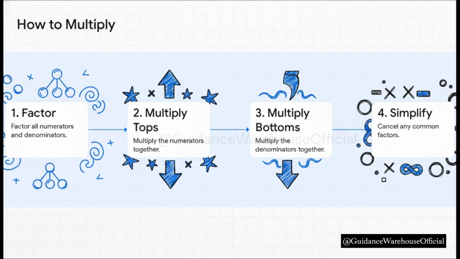Step 1, and this is going to sound familiar, you factor everything you possibly can. Then you just multiply all the numerators straight across the top and multiply all the denominators straight across the bottom. Finally, you look for any common factors you can cancel out to simplify your final answer.